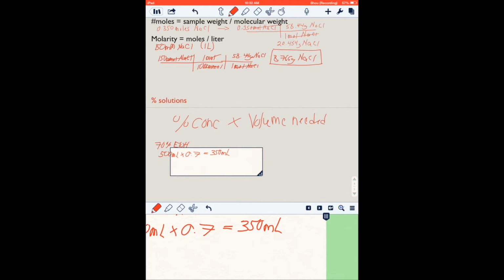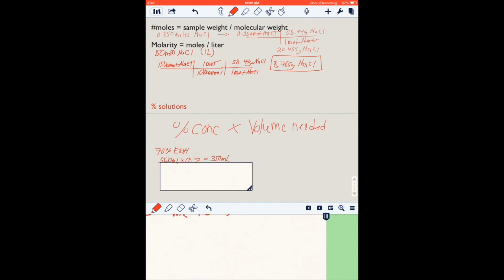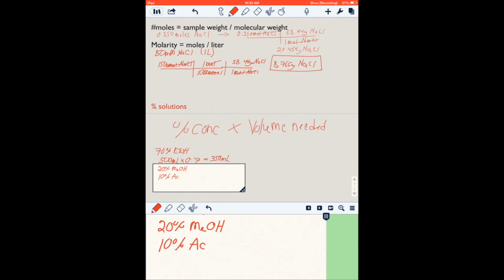This is also sometimes pretty common with buffers. For example, a destaining buffer that I've used quite frequently is made up of 20% methanol and 10% acetic acid. Often, because of the container I prepare it in, I prepare 4 liters of it at a time.